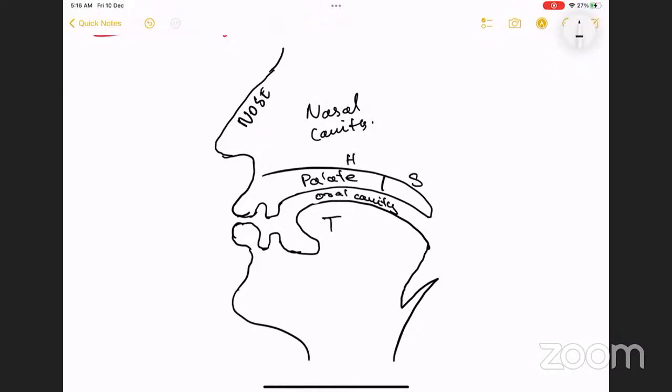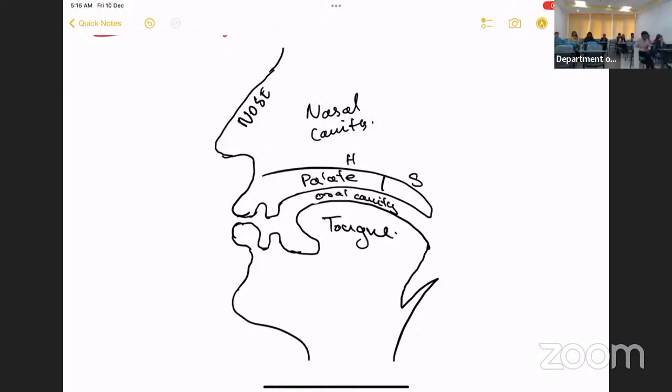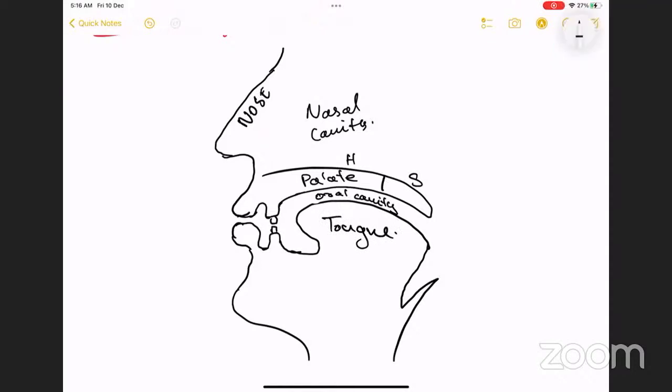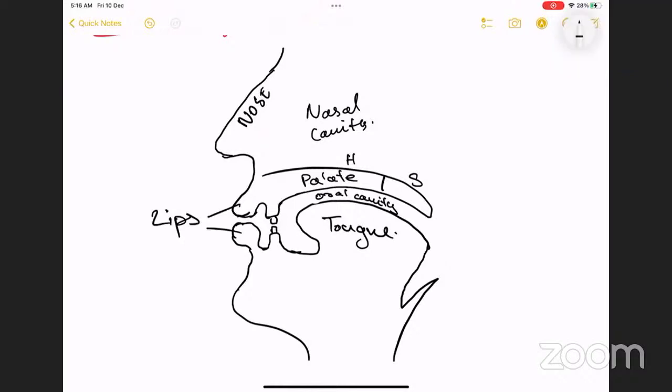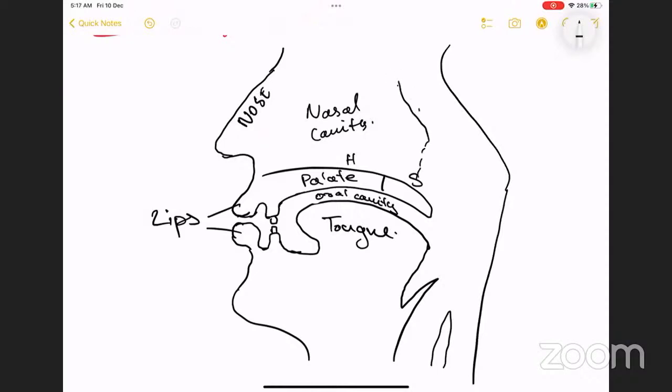Okay, and here we have the tongue. Okay, and here we have the teeth. Okay, and here we have the lips. Okay, all right, and what else? Then we have to draw one more structure here. Now you have the oral nasal cavity also that comes down like this.